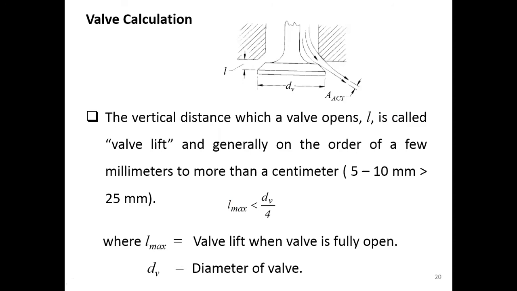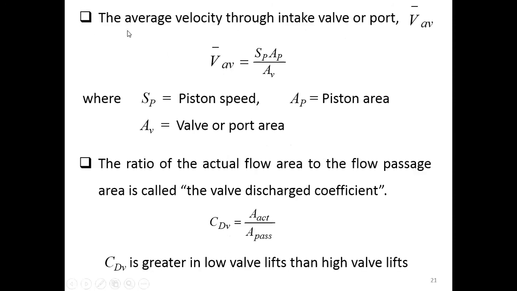And the maximum valve lift is always less than the diameter of the valve divided by 4, right? So this is the maximum distance that the valve can be lifted. Okay. How about the average velocity? The average velocity through the intake valve or the port. This is the average velocity of the mixture that flows through the intake valve or the intake port.